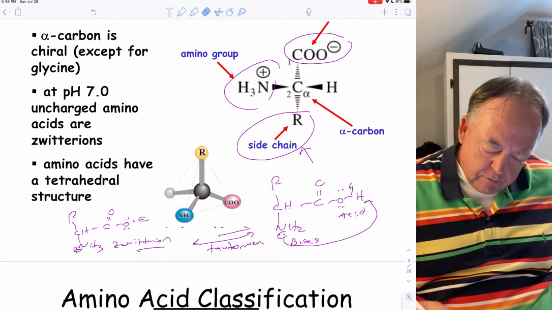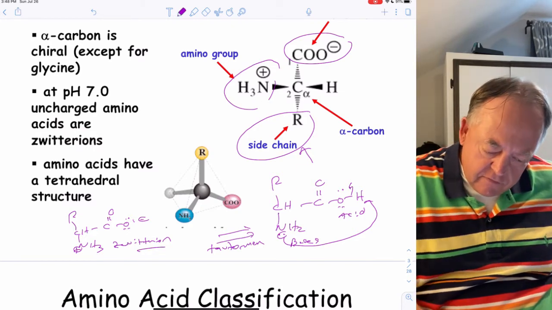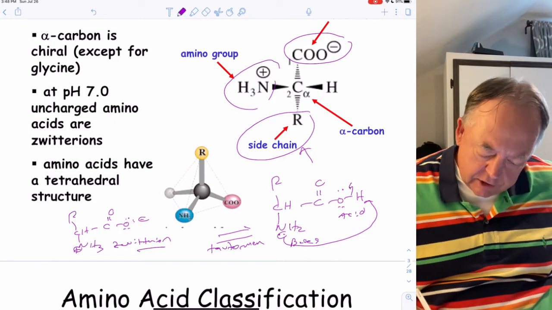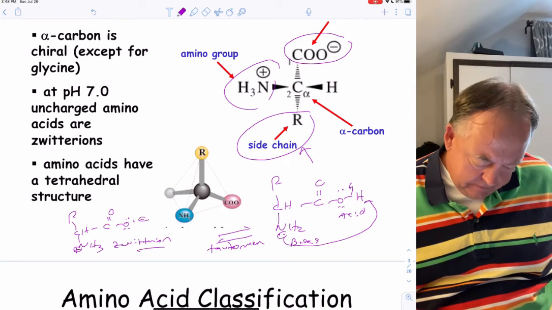It's not resonance because atoms have been moved. Resonance is only the movement of electrons. In this case, you've moved a hydrogen atom from the carboxylic acid to the amine to form the zwitterion.